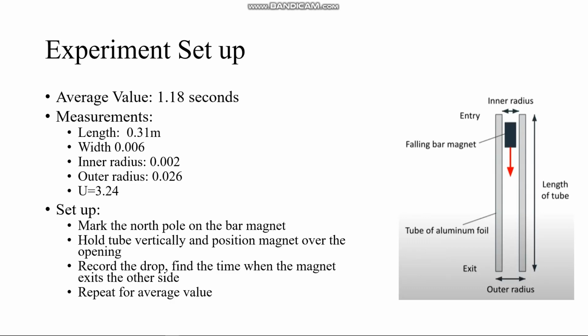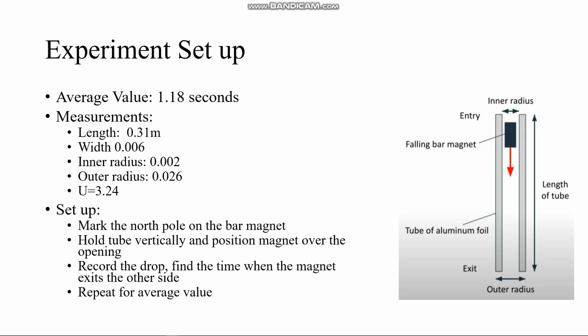So for the experiment setup, you're going to get the bar magnet that you used previously with lab 3, and use a magnetometer in order to determine the north pole on the bar magnet, and mark this. Then you're going to take your aluminum foil tube and hold it vertically, and position the magnet over the opening with the north side facing down. Then you're going to film the drop, and find the time when the magnet exits the other side using the timestamp from the video. And then you're going to repeat this a couple of times.